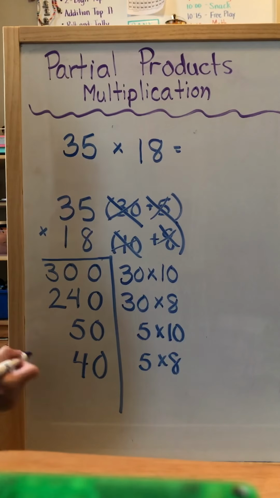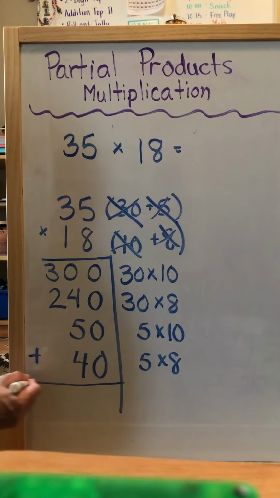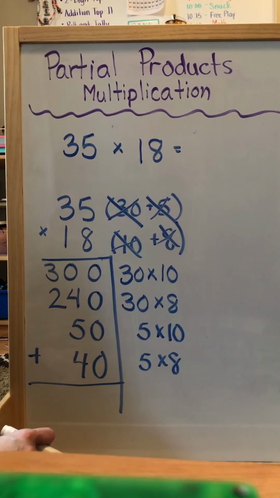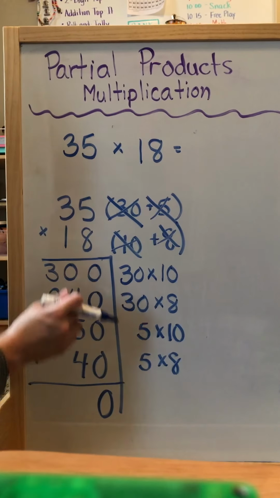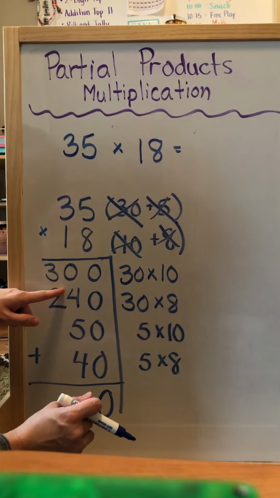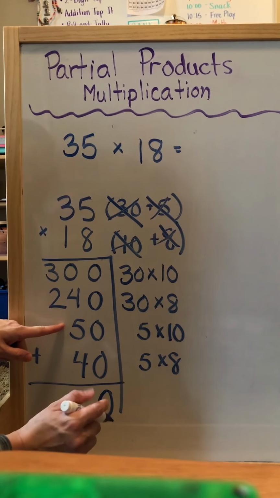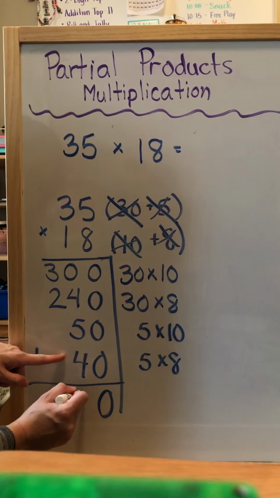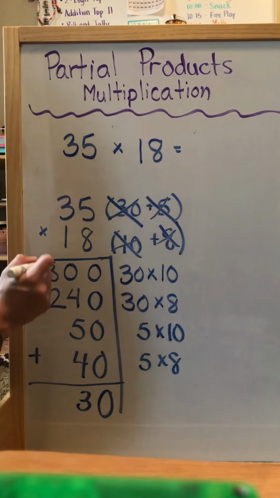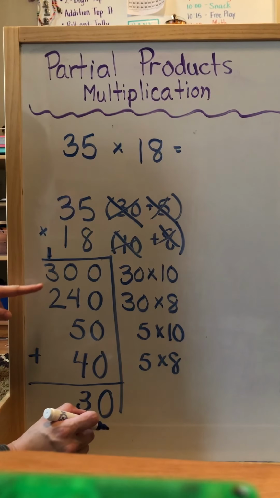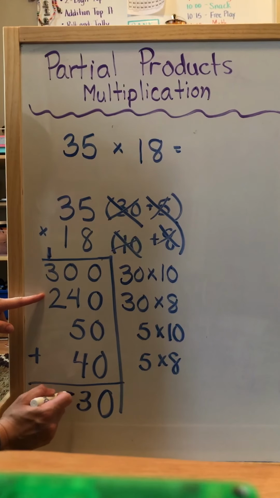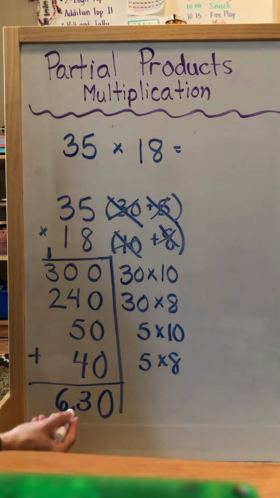My last step is to add up the parts. This is why lining up your place values is really important. So obviously 1's place is 0. We have 0 plus 4 plus 5 is 9, plus 4 more is 13. So put my 1 down here. Regroup. 1 plus 3 is 4, plus 2 more is 6. So my product is 630.